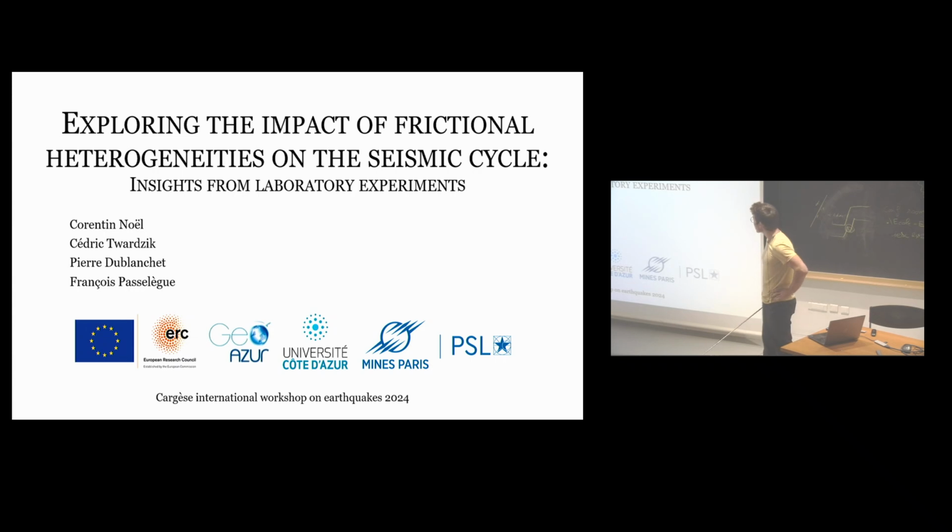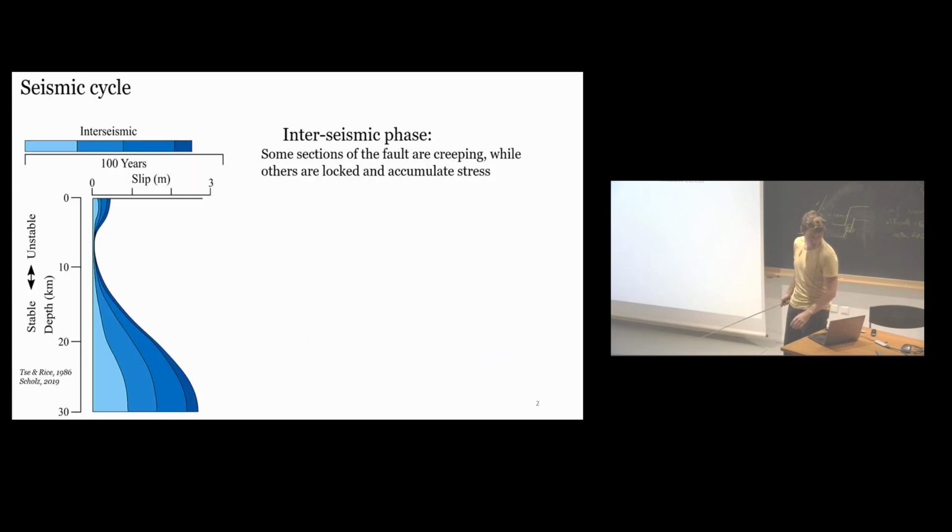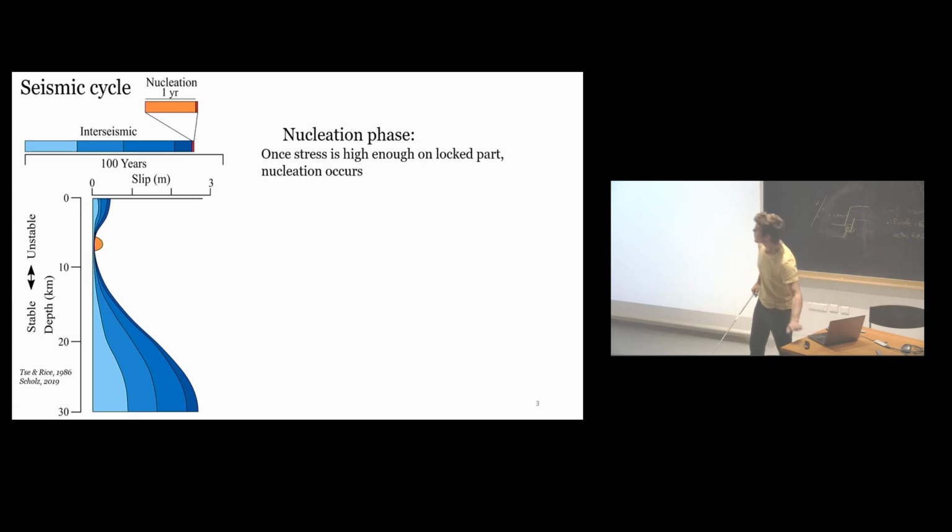Okay. So I'm going to present an experimental work that has been done at GeoAzur on frictional heterogeneities. The seismic cycle can be cut into different phases. This is a simplified representation of what happens at depth, with the slip here and the time here. During the interseismic phase, some sections of the fault are creeping, and some sections, as you can see here, are stuck, and they accumulate stress over time.